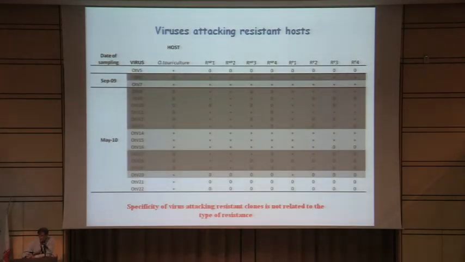And the last category is the viruses which are not able to lyse the wild type, but which lyse only the resistant cells. If you look in more detail at the table, you see that the specificity of the virus attacking the resistant clones is not related to the type of resistance. In other words, we never found a virus lysing only the producers or only the non-producers. There is no correlation finally.